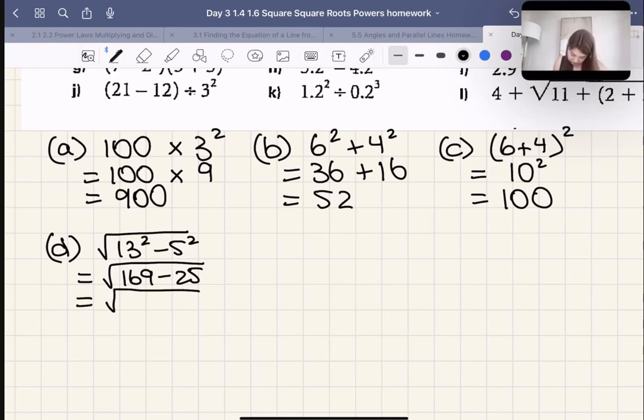We get root of 144, and root of 144 is 12.